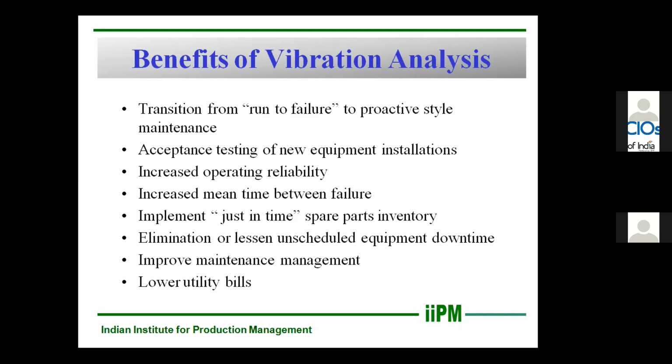Then improve maintenance management, because you should select and apply the appropriate metrics, such as OEE, to assess the current condition and capabilities of equipment. Then improve management and lower utility bills. Generally, if your machines are running in good condition, your utility bills will obviously be less.